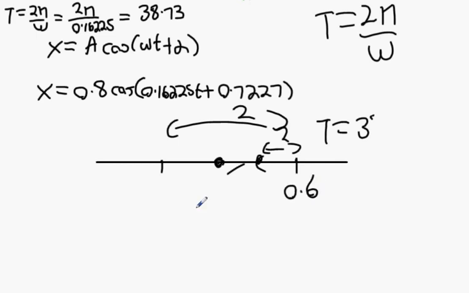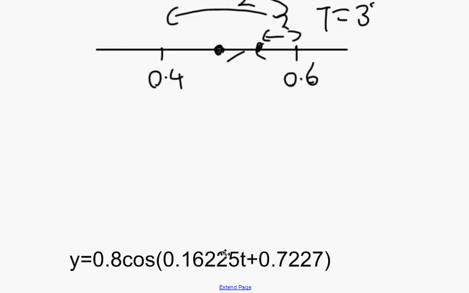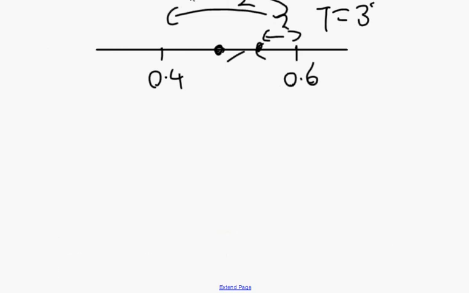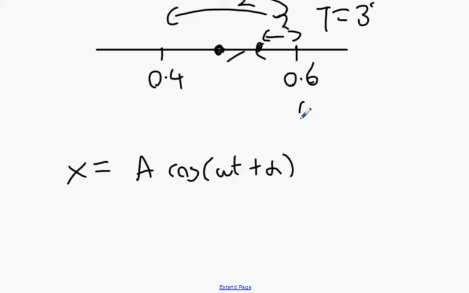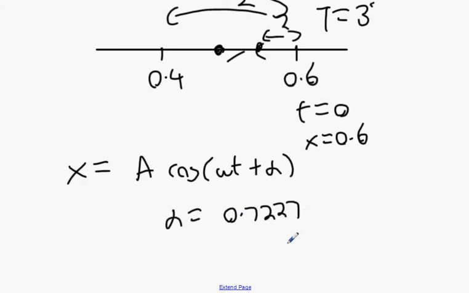We don't have to do the original one again because, sorry, one sec guys. x equals A cos(omega t plus alpha). Now remember at t equals 0, x equals 0.6, yeah? We already did that in the last question. The alpha value turns out to be 0.7227.